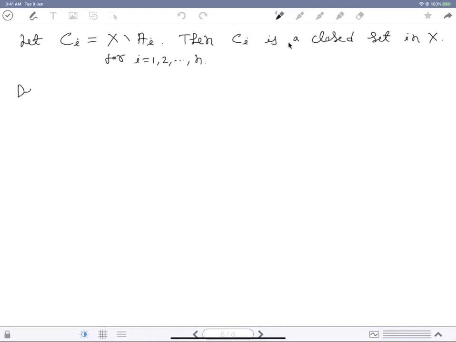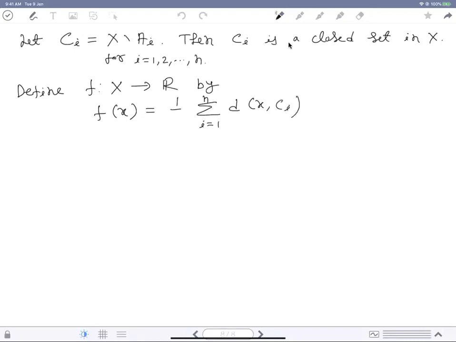Now define a function f from X to R by f of x equal to summation of i equal to 1 to n of d of x comma Ci, divided by 1 by n. Now you can ask, why do we need to divide by this?